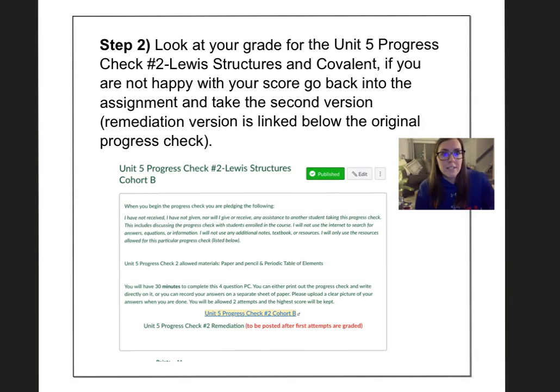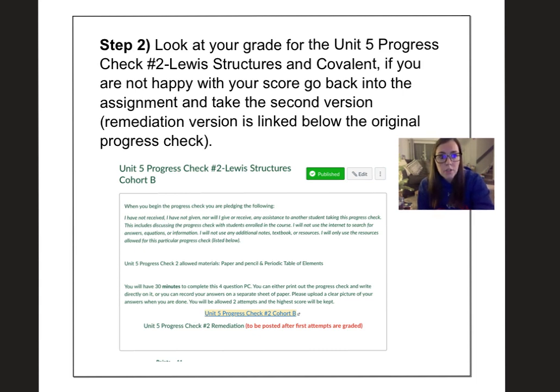All right, on Wednesday or Thursday, depending on your cohort, you should have taken the Unit 5 Progress Check number 2 Lewis structures. If you're cohort B, it says cohort B. If it's cohort A, yours says cohort A. Underneath the progress check, there is a remediation version. So you should see now, because it is Friday, I'm recording this a little early, that this version is linked for you because I've already graded your first attempt.